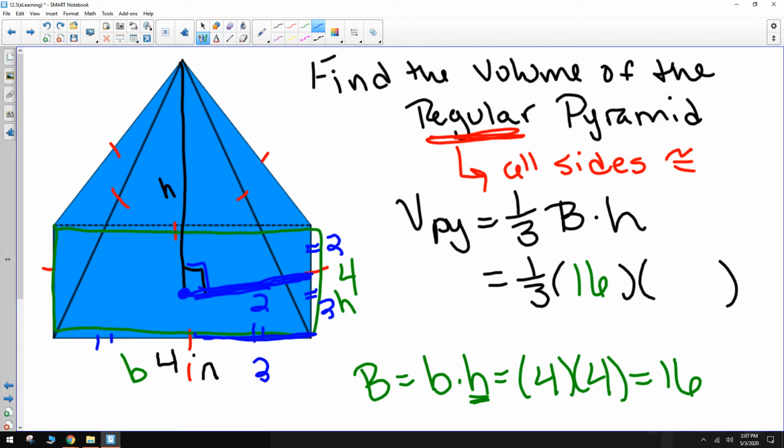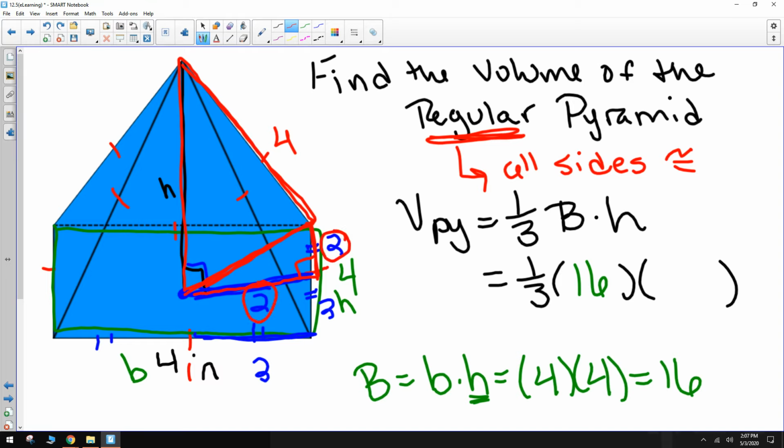Okay, now what I'm going to do, I can't use that triangle, but I know that this here is 4. So if I can figure out this right triangle, I know it doesn't look like it, but it is a right triangle, I'll be able to find the height. The only thing I need for that right triangle is this. Well, right here is another right triangle, and I have 2 sides.